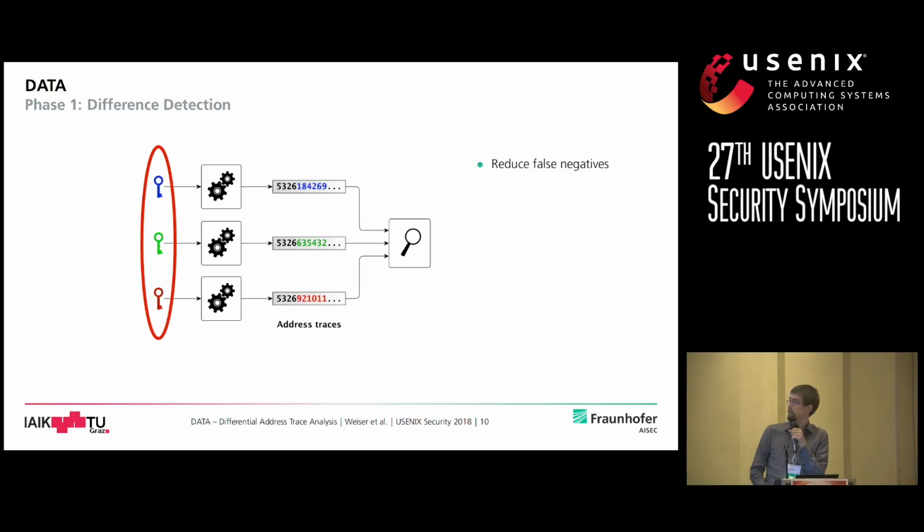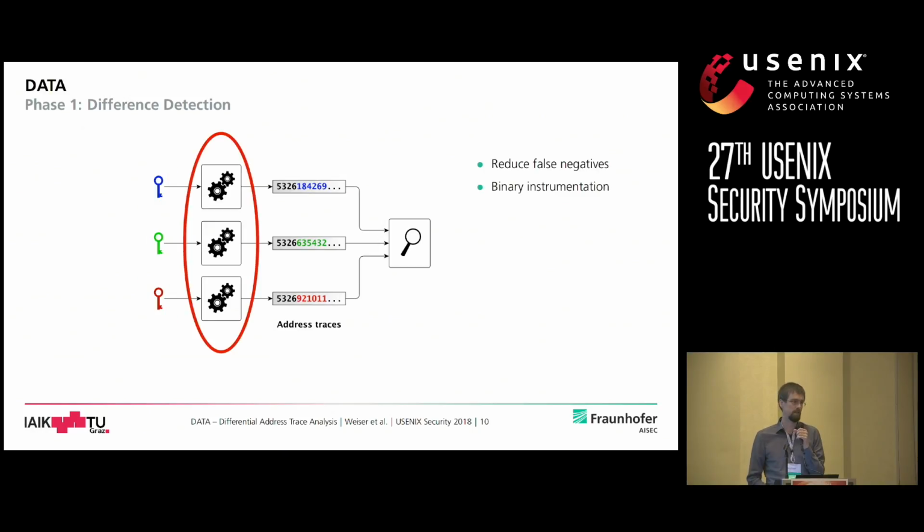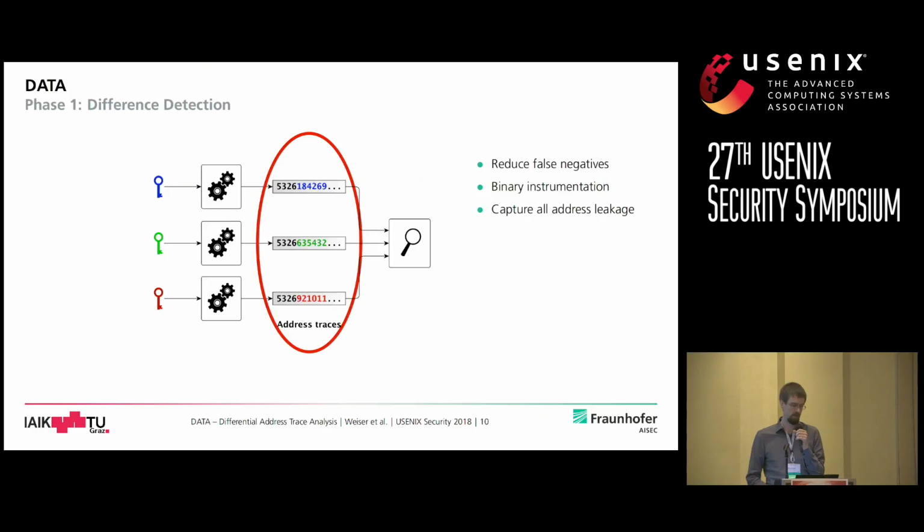So let's go through the steps again. We use multiple different keys, which is important to explore many different program paths. And this ensures that we can lower the false negatives. In practice, we even observed that for symmetric ciphers, 2 to 3 keys are enough, because symmetric ciphers do not have control flow leaks. And for asymmetric ciphers, we used 10 traces. Then we used a binary dynamic instrumentation framework to record all control flow instructions and all memory accesses. This ensures that we capture all kinds of address leakage.